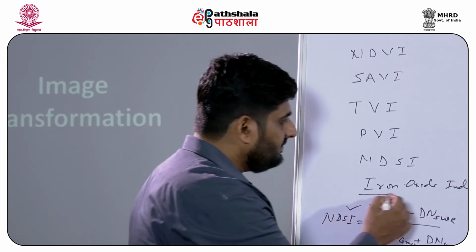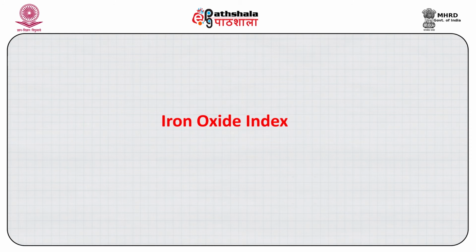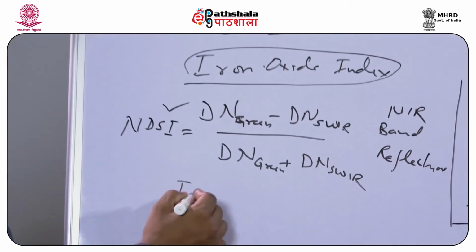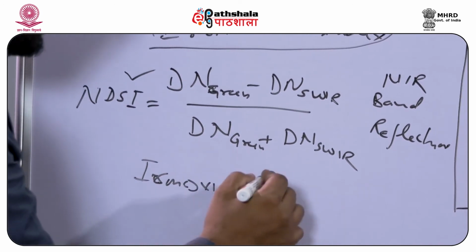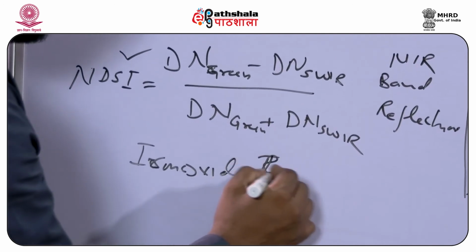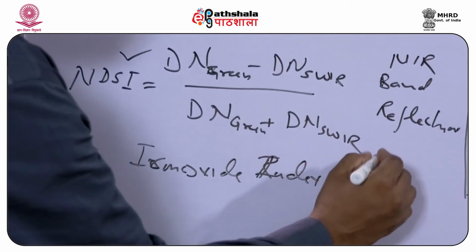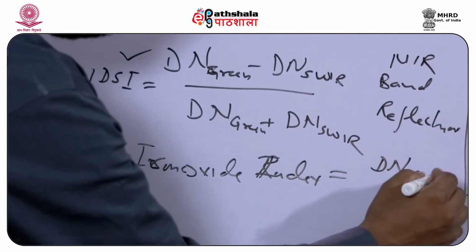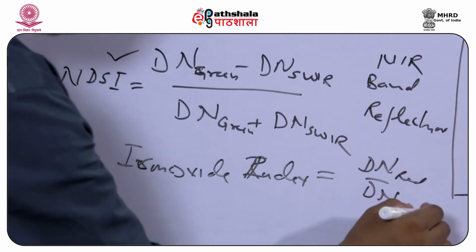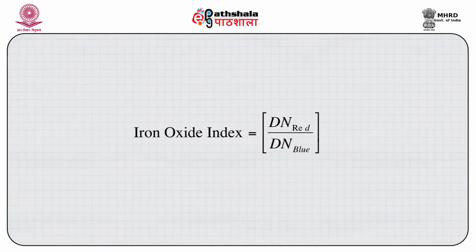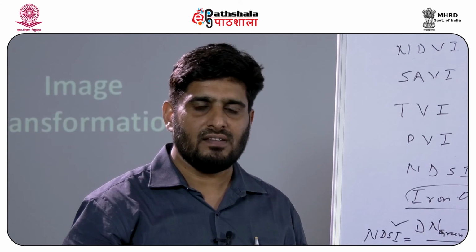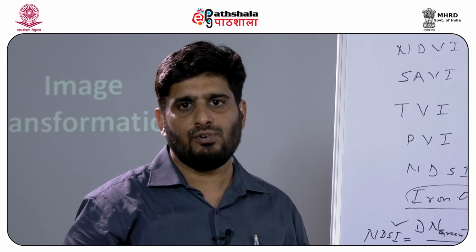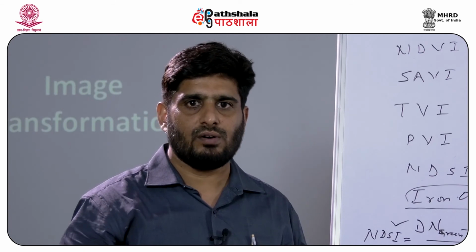Now, for iron oxide, we have a very simple index which is nothing but the ratio of two bands. The iron oxide index is DN red over DN blue, which makes use of the red and blue bands. So, this iron oxide index is simply the ratio of DN values in the red and blue bands. The higher the value of the ratio, the higher would be the content of iron oxide in the rock masses.